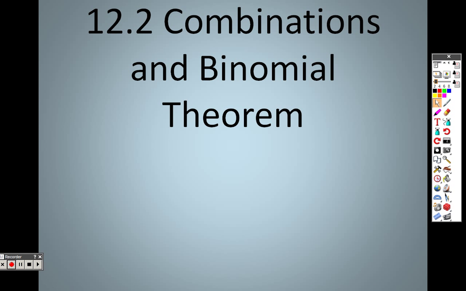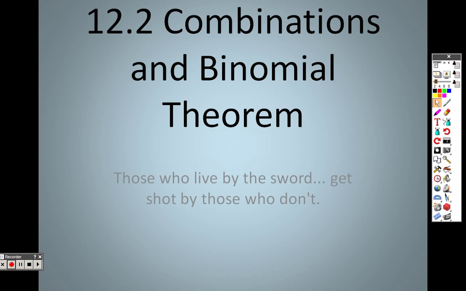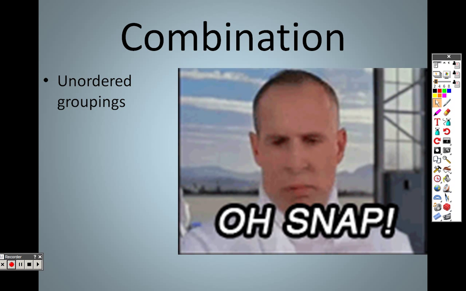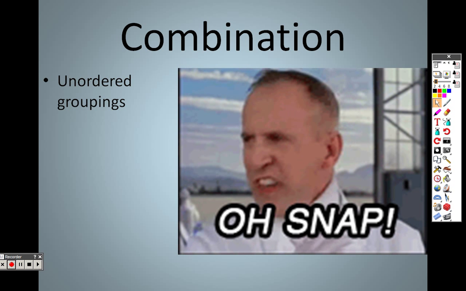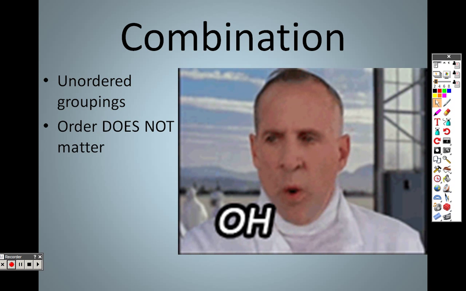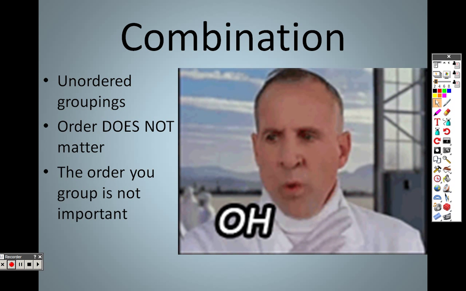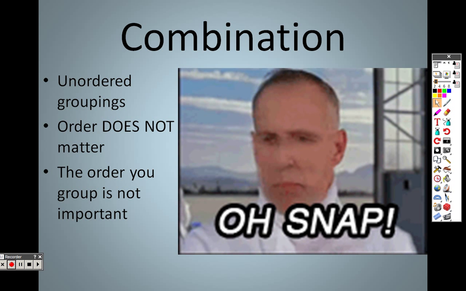Okay, 12.2 combinations in the binomial theorem. So let's start with combinations here. A combination is an unordered grouping, and the order does not matter. So we're just finding different combinations of things happening, but the order has no importance, and the grouping is not important either.